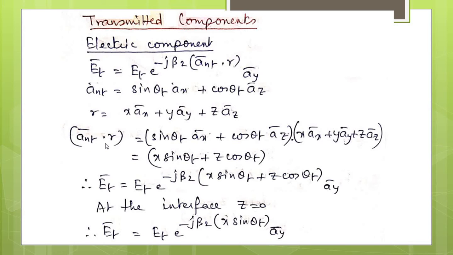Now do the dot product ANT dot R. Here we get x sin theta t plus z cos theta t. Substitute in ET. ET is equal to ET e power minus j beta 2 x sin theta t plus z cos theta t into AY. At the interface, substitute z is equal to 0, so this term will go to 0. Therefore ET is equal to ET e power minus j beta 2 x sin theta t into AY.